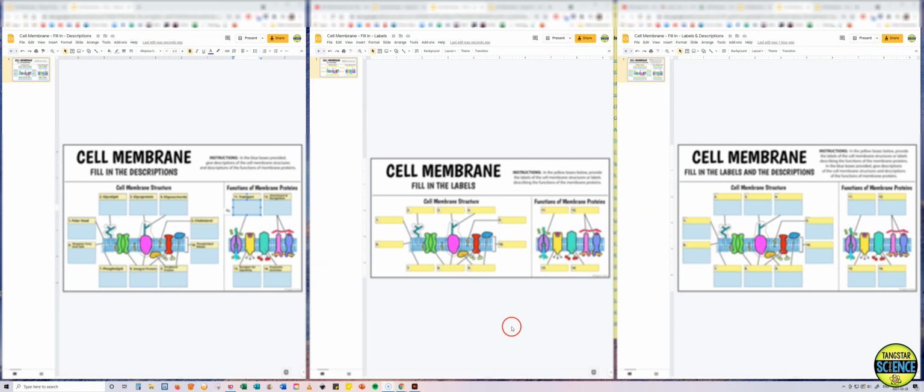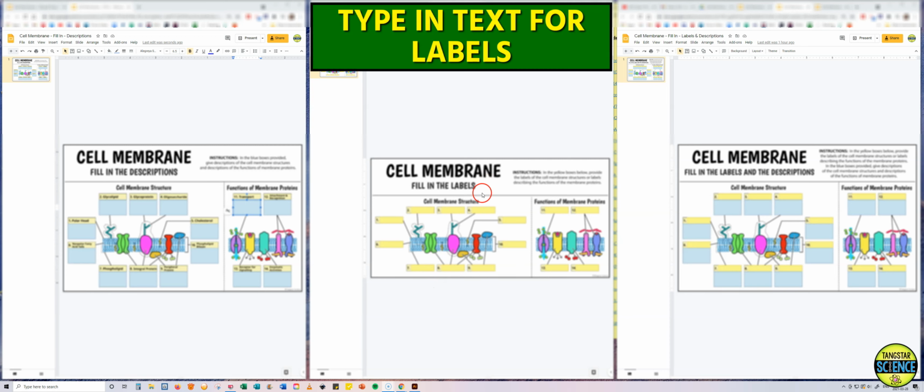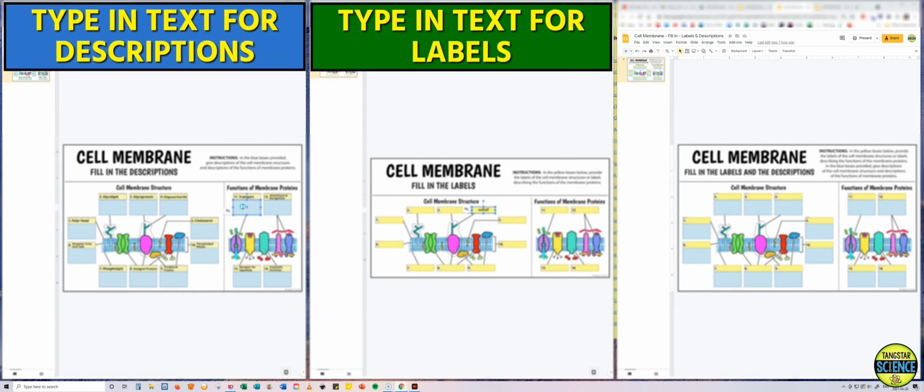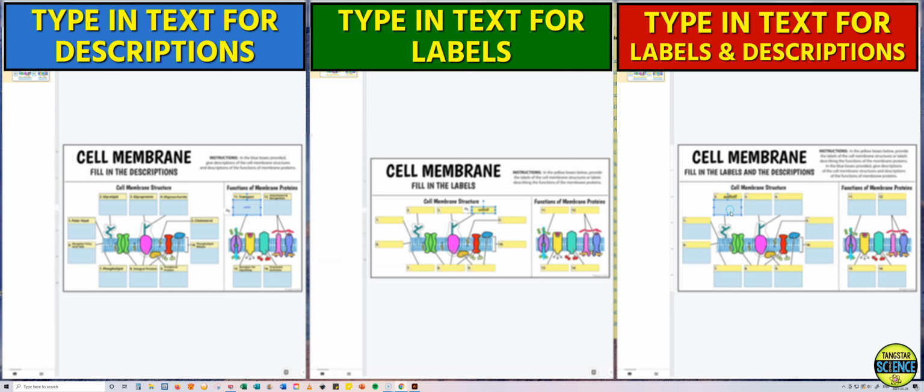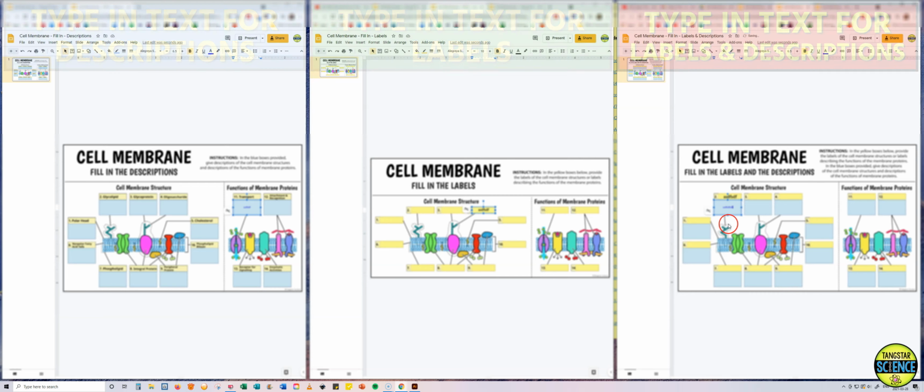The next 3 options all involve filling in the text boxes instead of dragging and dropping. The first option in the middle allows students to type in the labels of the structures into the yellow boxes of the diagram. The second option to the left allows students to type in descriptions of the structures into the blue boxes of the diagram. And the third option to the right involves typing in both the labels as well as the descriptions into the appropriate boxes of the diagram.